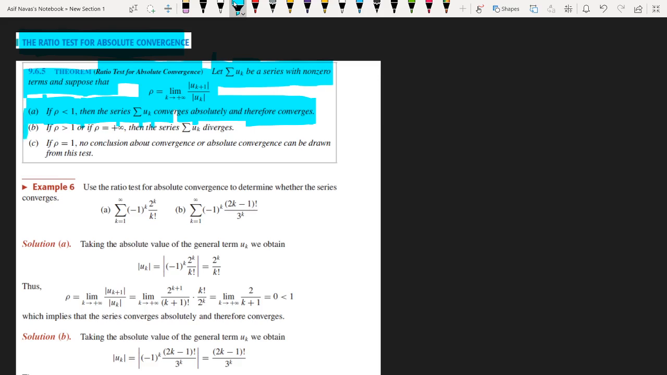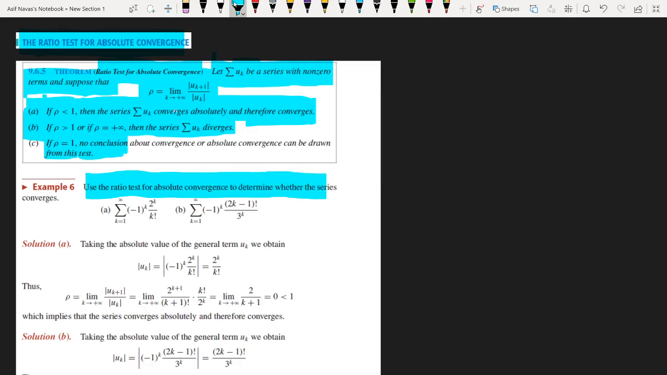And this is the important part. If rho is greater than 1, then the series is divergent. It's not only absolutely divergent, but the series itself is divergent. Okay. So rho less than 1, series converges absolutely, therefore the series converges. Rho greater than 1, series diverges. If rho equals 1, there is no conclusion, right? So now we will use the ratio test for absolute convergence.